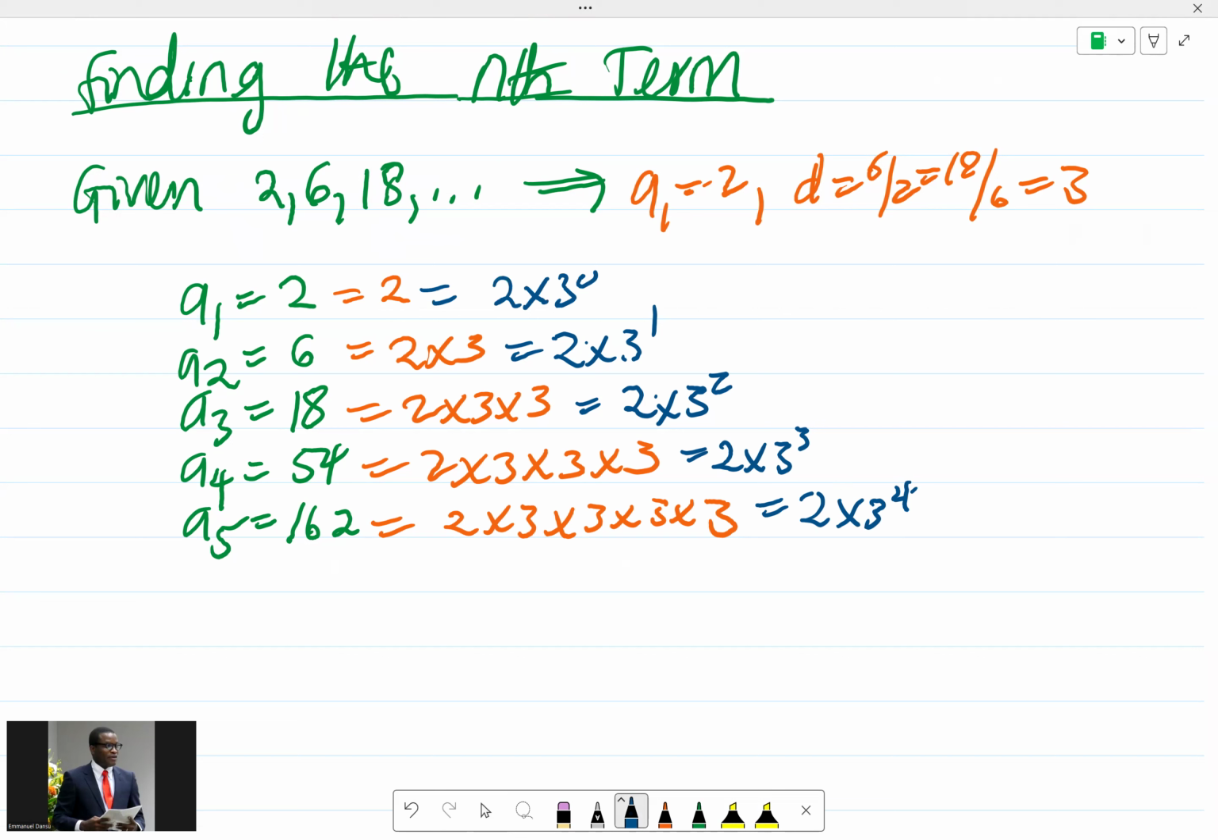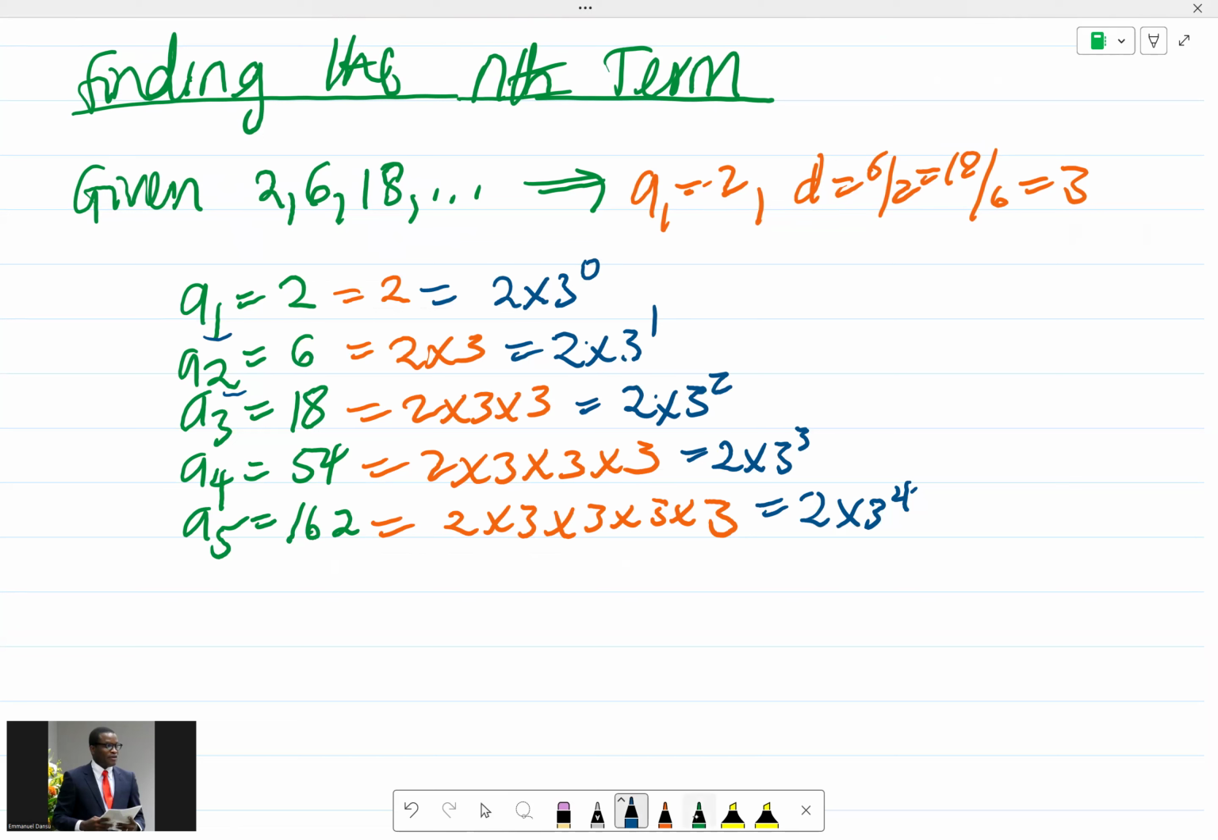If you look properly, you discover that the power on the common ratio is actually 1 less than the number of the term. So if the term number is 1, we have 3 raised to power 0. If it is 2, it's 3 raised to power 1. For 3, it's 3 raised to power 2. For 4, 3 raised to power 3. For 5, 3 raised to power 4.